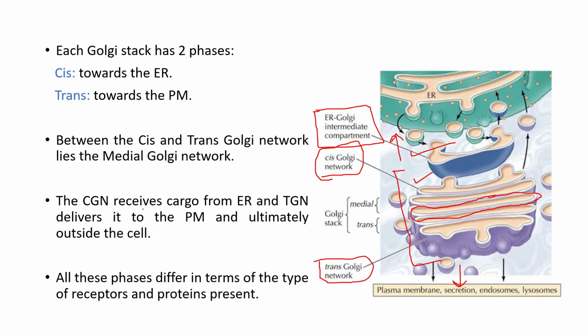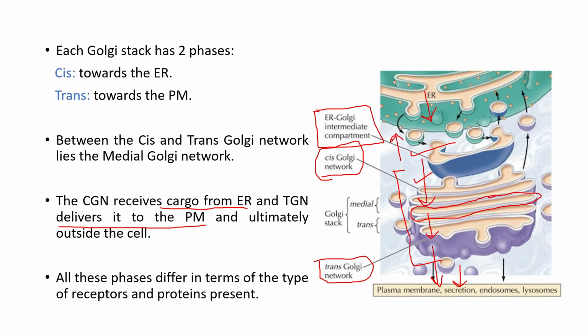The cis-Golgi network receives cargo from the ER and the trans-Golgi network delivers it to the plasma membrane. So cargo will come from the ER towards the cis-Golgi network. From the cis-Golgi network, this cargo will travel to the medial Golgi network, and from medial Golgi it will further be transported to the trans-Golgi network, and from the trans-Golgi network the cargo will further move to the plasma membrane or other organelles of the cell.